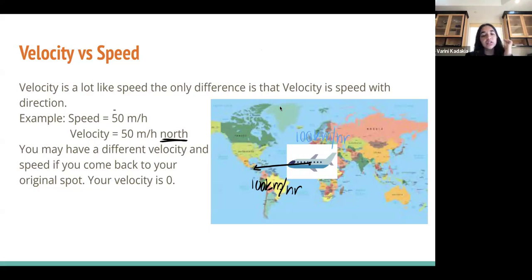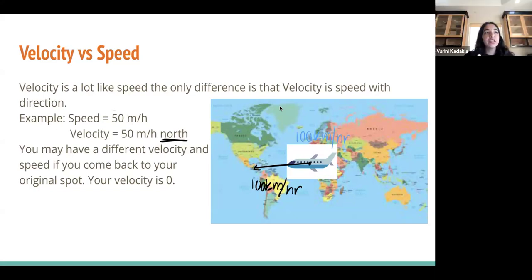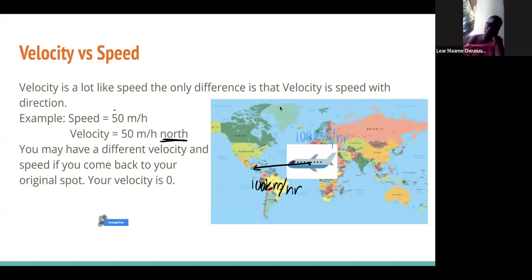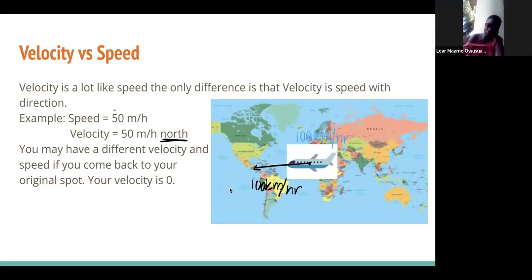And so velocity is just like how much you change over time. If I'm traveling a distance at a constant rate, it's basically how fast I'm moving. That's my velocity. So if you come back to your original spot, your velocity would be 0 because you didn't move, basically. Okay. Does that make sense to everyone? So velocity has direction and speed does not have direction. Good? Yeah, I'm good.